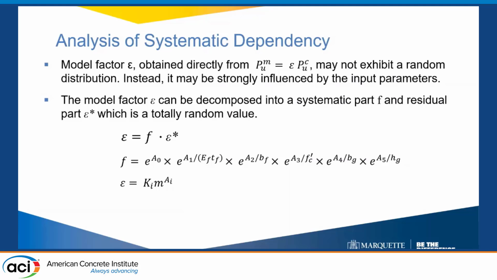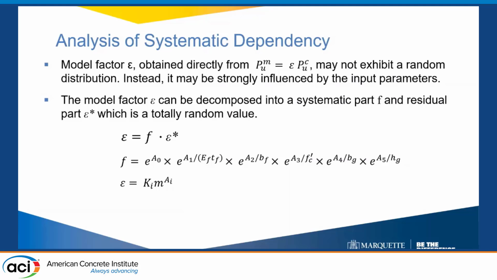So to do that, actually we decompose the model factor into 2 parts. The first one is actually where the dependency comes from. That's what we call the systematic part, F. And definitely another part is left. That's actually the one we want, the residual part. That's totally perfectly random part.